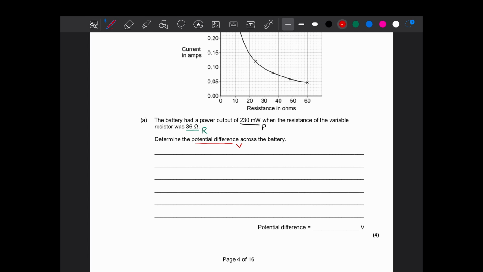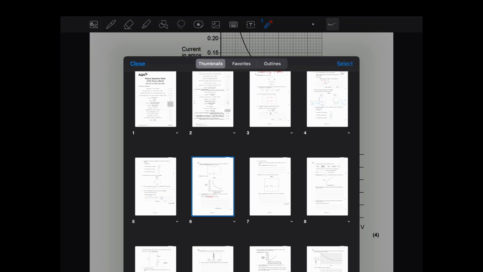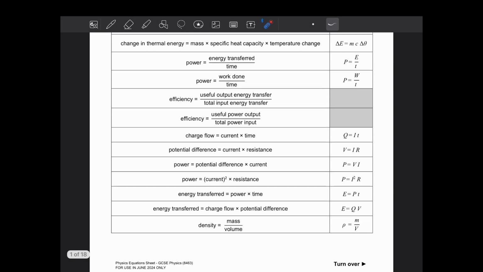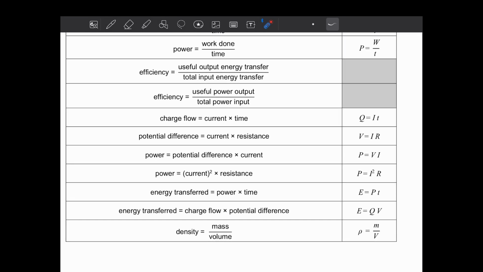I know that I'm trying to find potential difference, so the first thing I'm going to do is go to my equation sheet and try and find an equation that links potential difference, resistance, and power. So going back to the first page of our equation sheet, looking towards the bottom, I can see I've got voltage equals current times resistance, but that doesn't have power. And I've also got these two equations over here that link power to potential difference, current, and resistance, but there isn't really an equation that links all three.